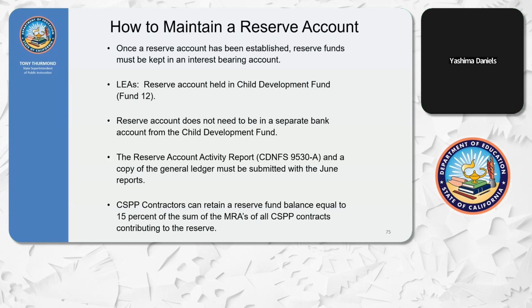Since your contract earnings are tied to the reserve, your fiscal analyst won't be able to process your year-end enrollment, attendance, and fiscal report without the required reserve reports. Because of this, if agencies fail to submit an acceptable reserve account activity report and general ledger by July 20th, the entire June report would be considered delinquent, and we could potentially start withholding subsequent payments. CSPP contractors can retain a reserve fund balance equal to 15% of the sum of MRAs of all CSPP contracts contributing to the reserve account.